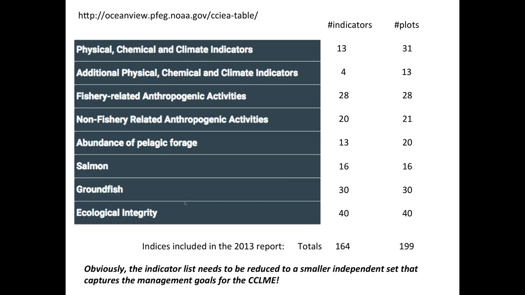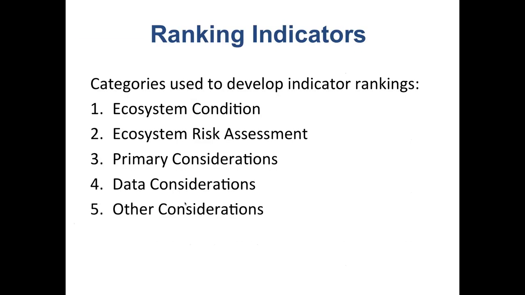So really, what we're entering into here is that process of looking at the indicators that we are able to pull into the report and deciding which ones are the most relevant to the fishery management process. The IEA team developed a method of ranking the indicators. So these five considerations are the categories that are used: ecosystem condition, ecosystem risk assessment, primary considerations, data considerations.